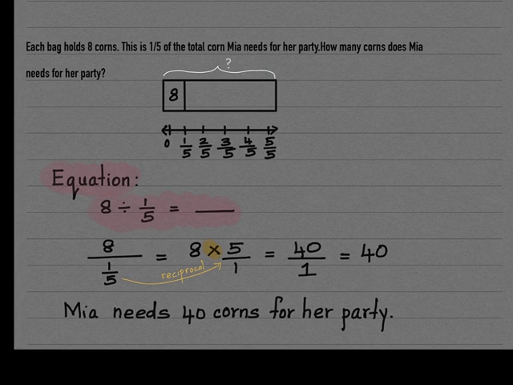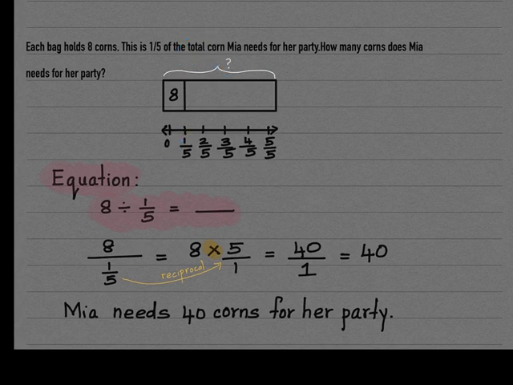Each bag holds 8 coins. Each means 8 is the size. So if you see here, this is the size of each bag. One bag has 8 coins. Do we know the total? No, we don't know the total. We have to find it. This is 1/5 of the total. So this 8 is 1/5 of the total.